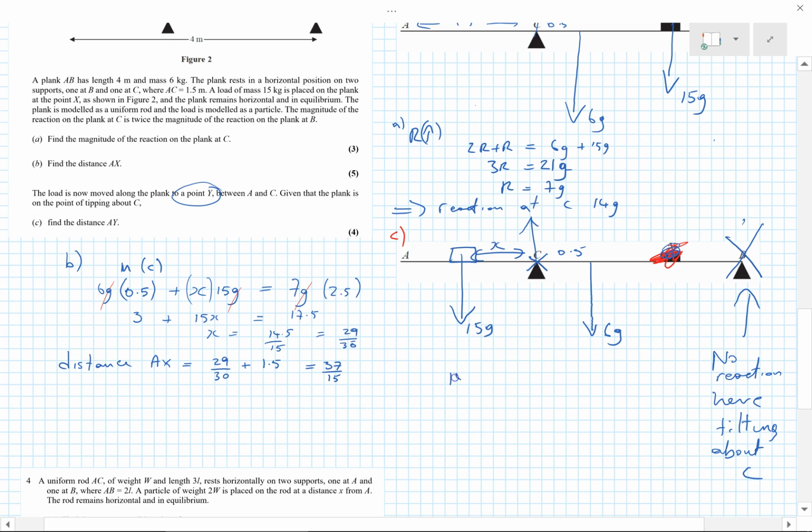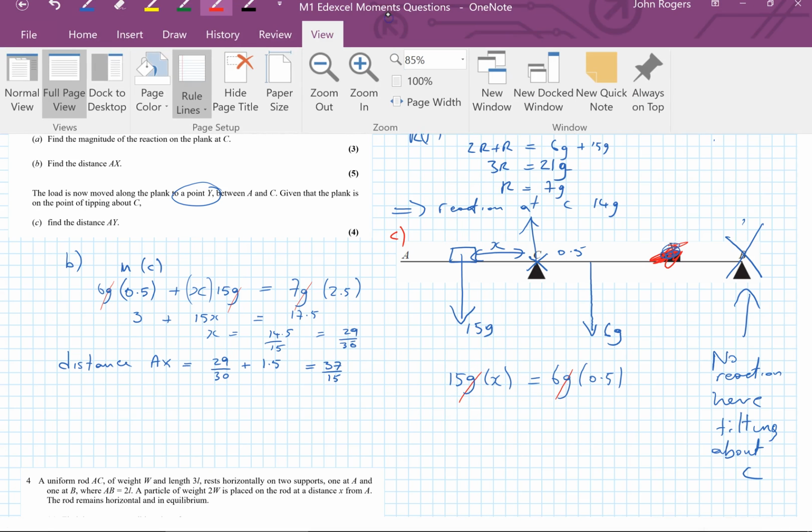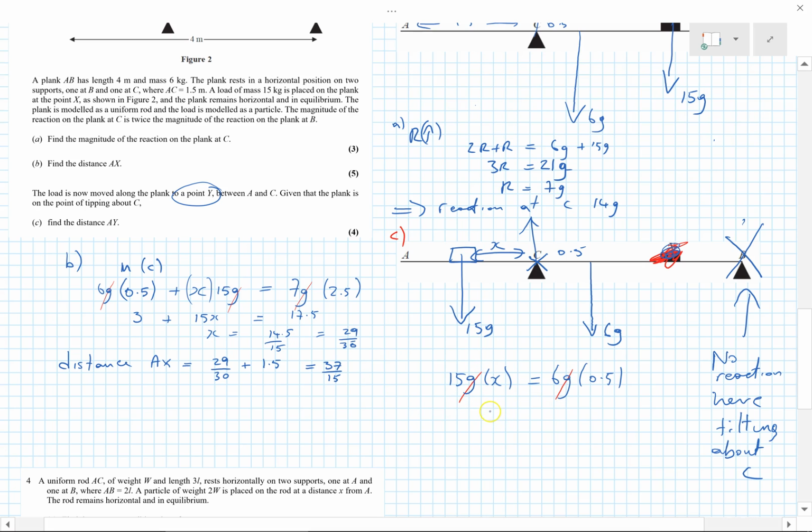So I have 15g times x is equal to 6g times 0.5. Okay, once again, it seems to be happening in all these questions, it often does, the g cancels. So we have x is equal to 3/15, which is 1/5, or 0.2.